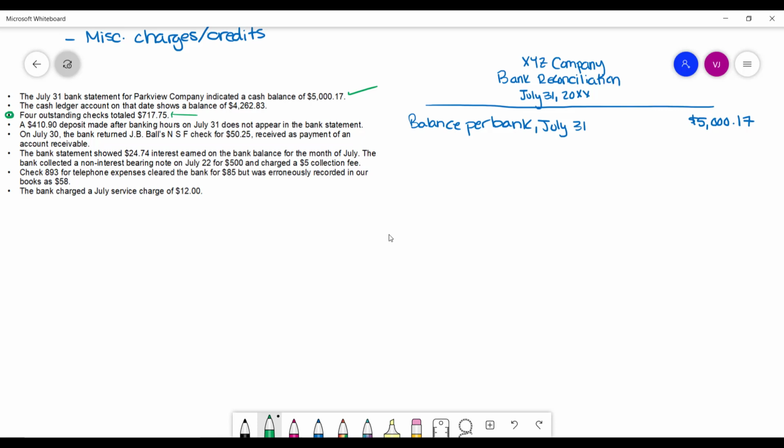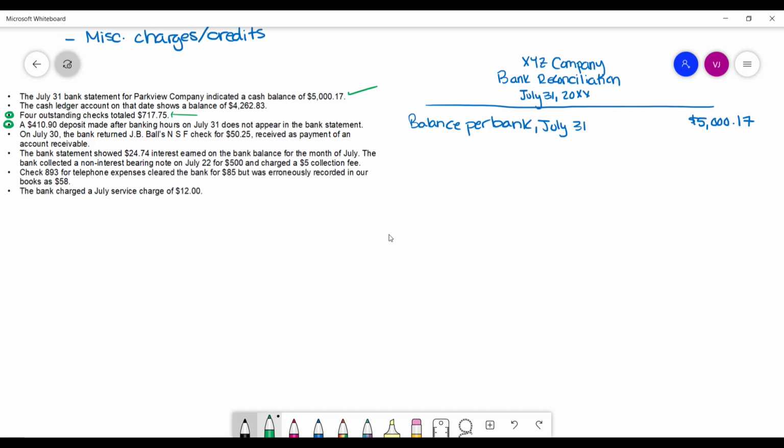So let's see. On the next point, it says a $410.90 deposit was made after banking hours on July 31st, and this doesn't appear on the bank statement. But we know about that deposit, and we treat a deposit of a check as cash. So we want to take this deposit and add it into the balance per the bank, because this $5,000.17 is what the bank thinks the company has in terms of cash.